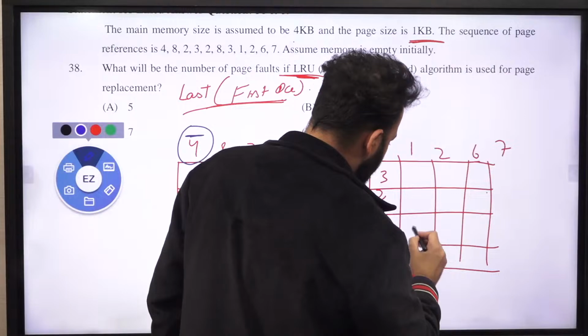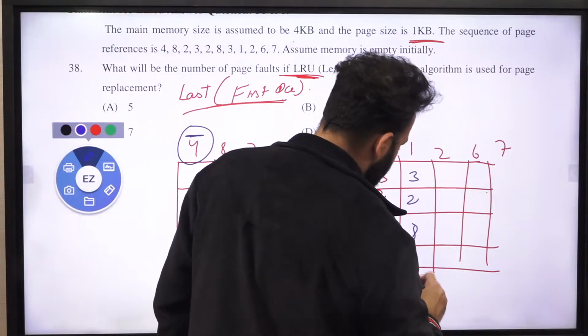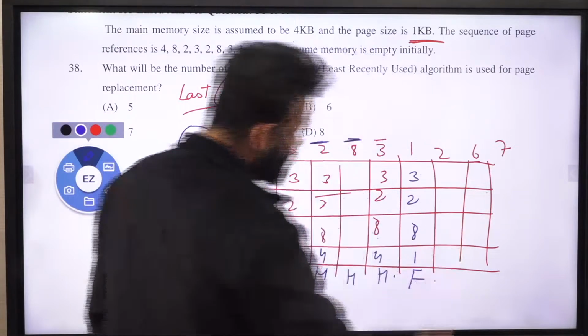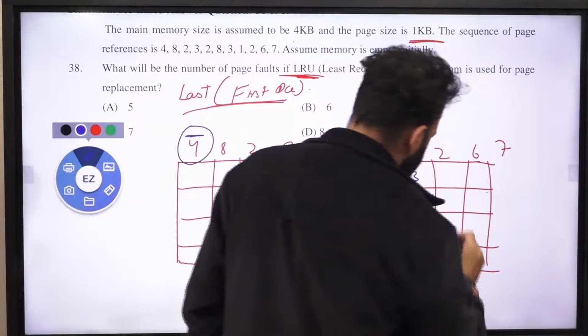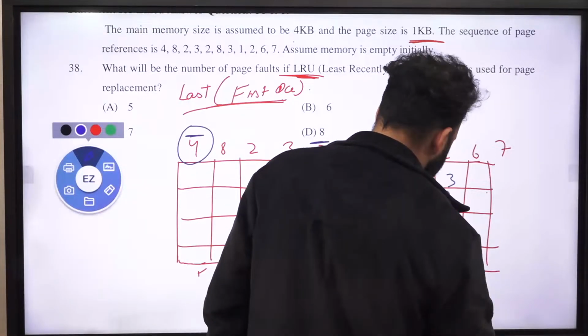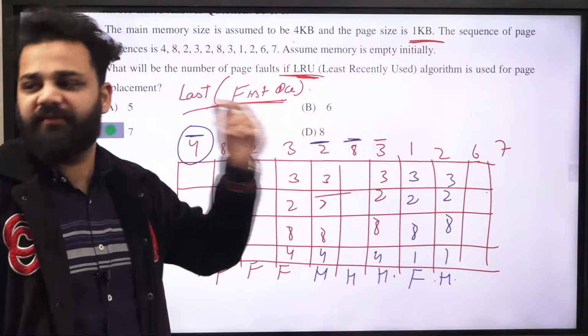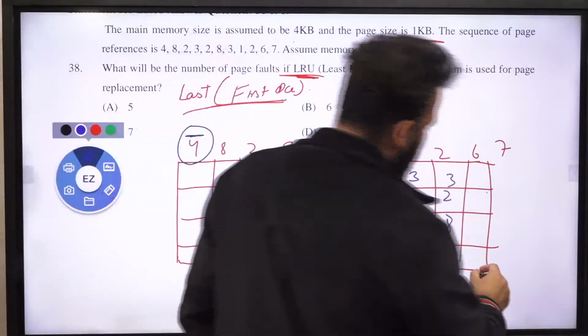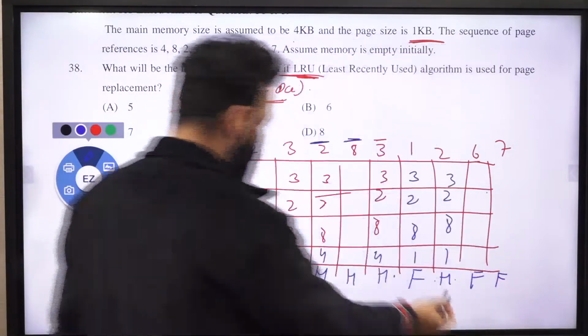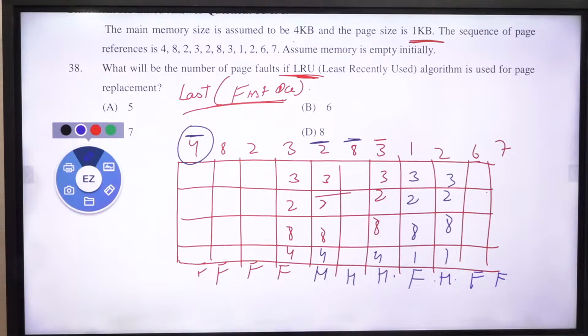So if I replace 4, bringing in 1 gives the frames 1, 8, 2, 3, which will be a page fault. After that, 2 will be a hit. Then 1, 8, 2, 3 again is a page hit. After that, 6 and 7 both give us page faults because they are not present in the memory. So the total number of page faults is 7. So note it down.